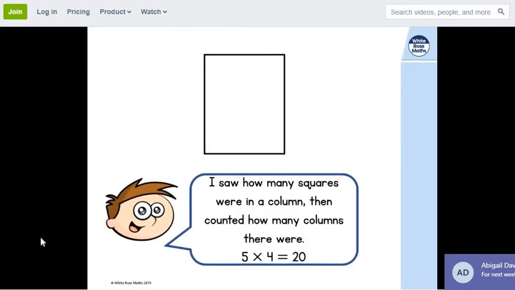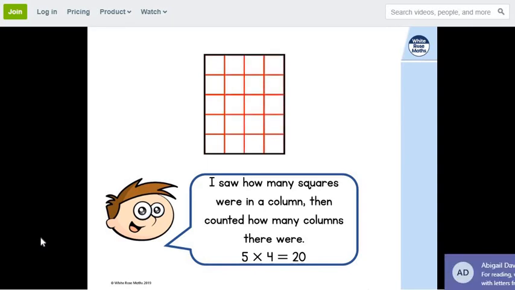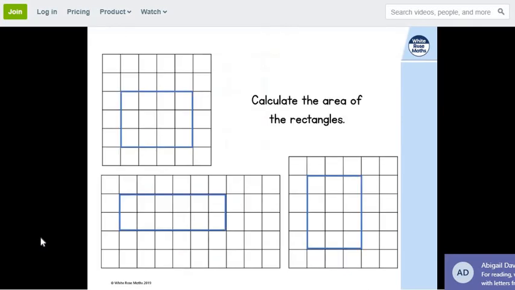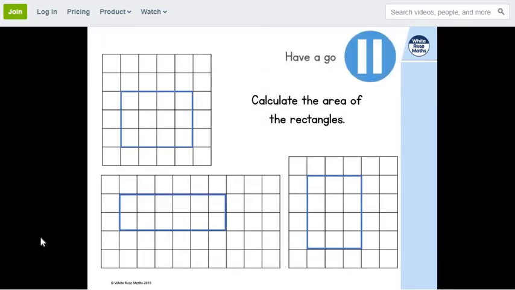Teddy said, I could have seen how many squares were in a column, which were 5, and then think about how many columns were there. So 1 column, 2 columns, 3 columns, 4 columns. So Teddy did 5 because there's 5 in 1 column, and then saw there are 4 columns, so there were 20 squares altogether. So then, can you calculate the area of these rectangles? Pause the video, have a go for yourself first.